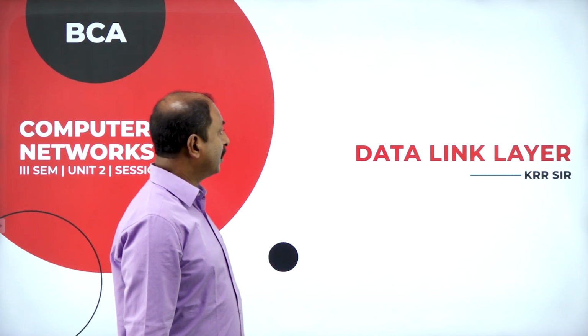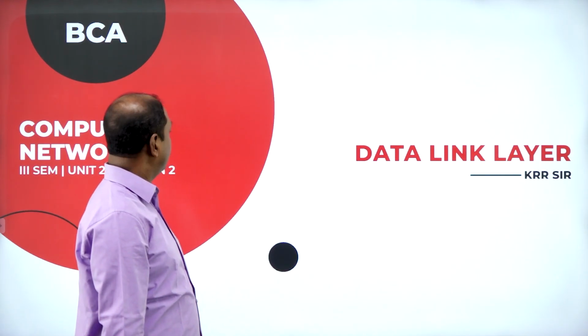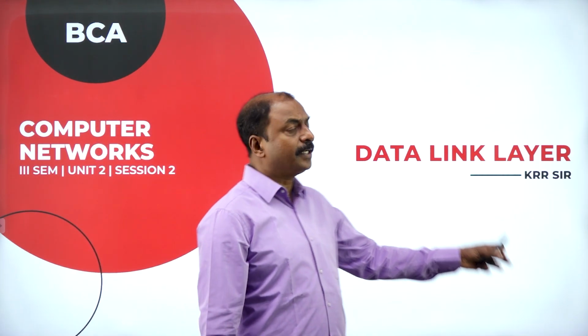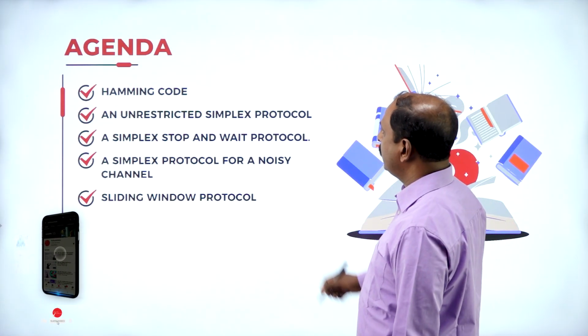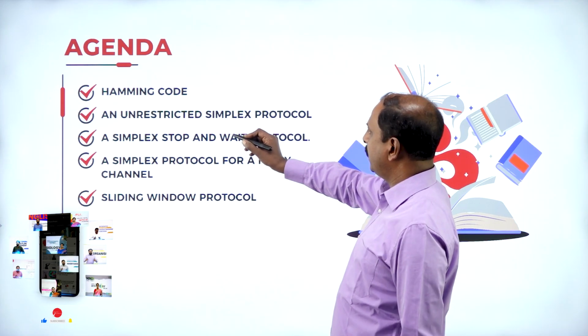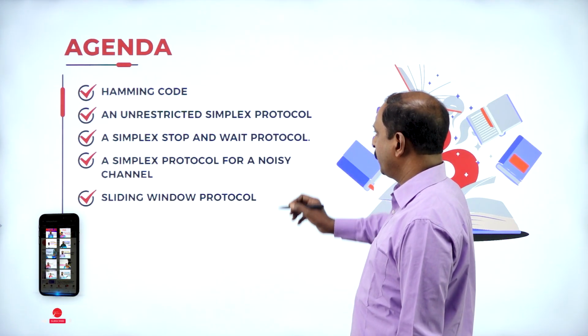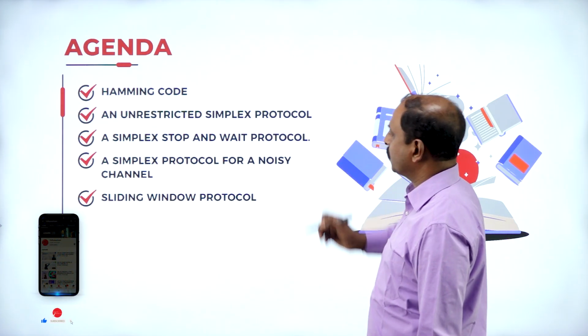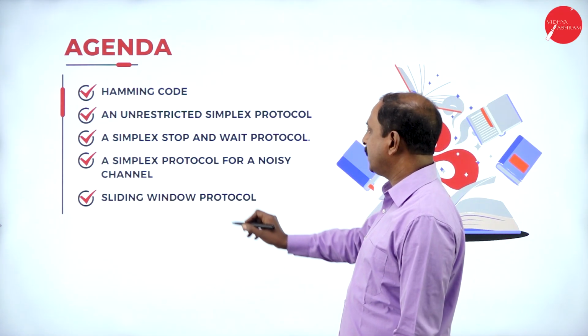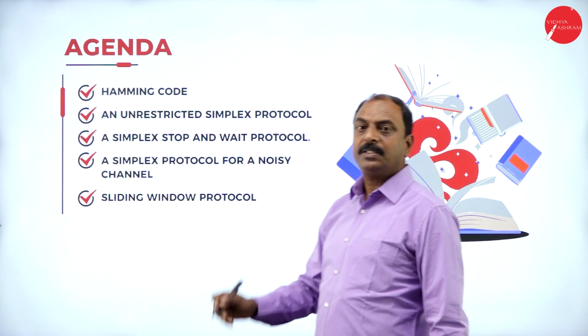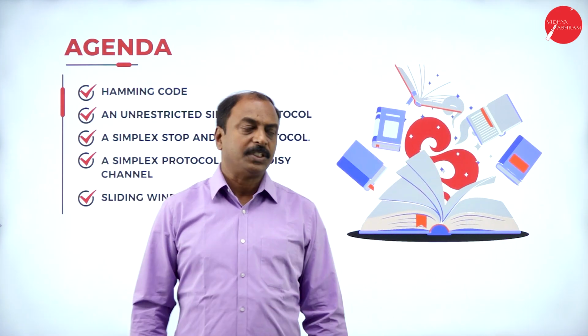Students, let us start our discussion with Unit 2, that is the data link layer. So in this session, we are going to talk about Hamming code, unrestricted simplex protocol, simplex stop and wait protocol, a simplex protocol for noisy channel, and sliding window protocol. These are the topics to be discussed in this session.